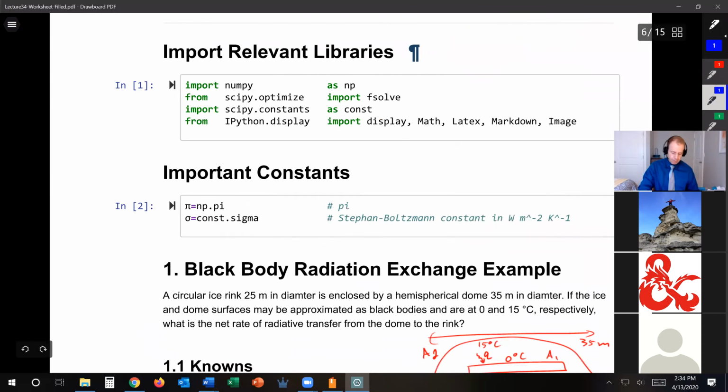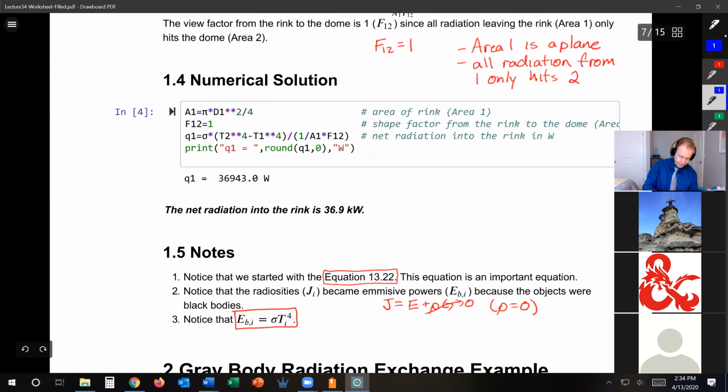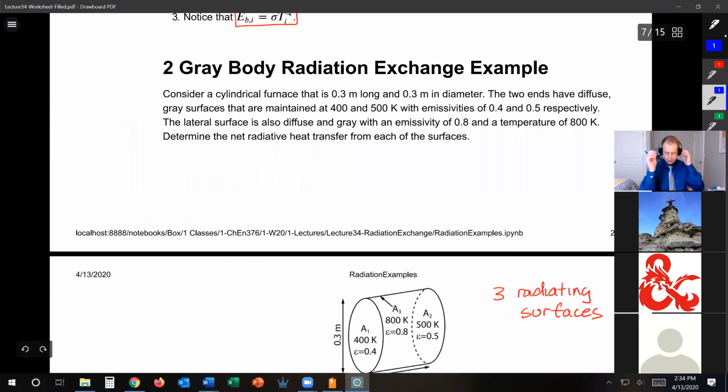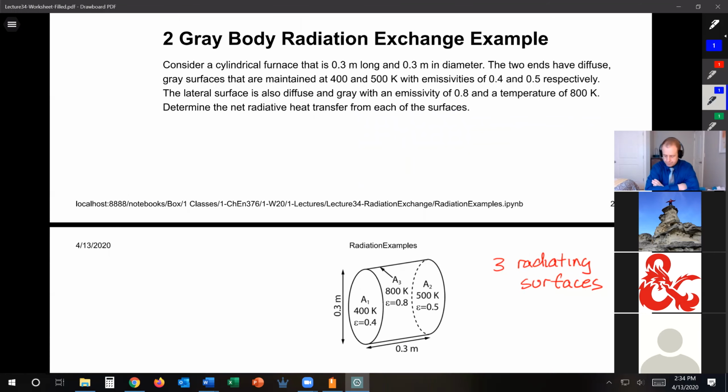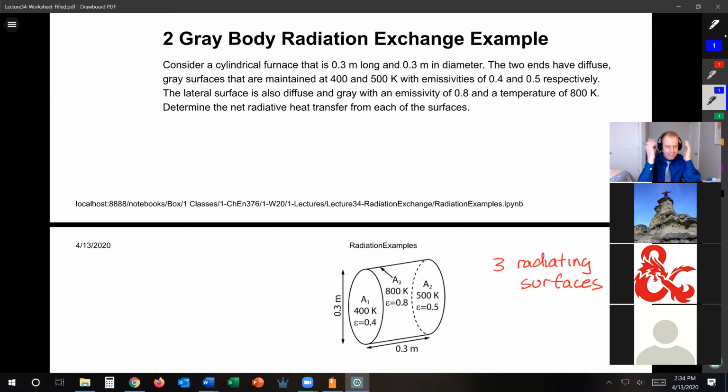So let's go through both of these examples. Skip down here. I want to do example number 2. So skip all the way to number 2 because that's the hardest one. I want to make sure I get through this one. Gray body radiation example. And once you kind of do a couple of these, I wouldn't say it's fun, but it's not hard. It's kind of recipe following.